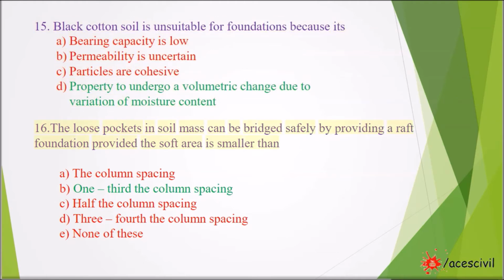16. The loose pockets in soil mass can be bridged safely by providing a raft foundation provided the soft area is smaller than: a. The column spacing. b. 1/3 the column spacing. c. Half the column spacing. d. 3/4 the column spacing. e. None of these.